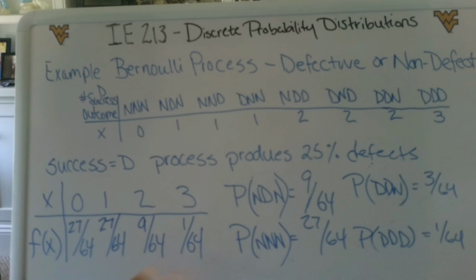So this is our probability distribution for this Bernoulli process, where we are taking 3 trials. It's either defect or non-defect. The probability of success is 25%. So there's 8 total outcomes, and the probability of getting 0, there's 1 way, so that's 27/64. There's 3 ways to get 1, that turns to 27/64. 3 ways to get 2, that's 9/64, and 1 way to get 3, and that's 1/64. So we multiplied our number of ways by our probability of 0 defects, 1 defect, 2 defects, and 3.